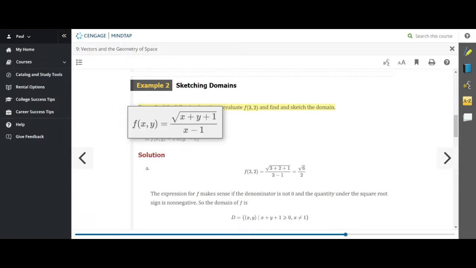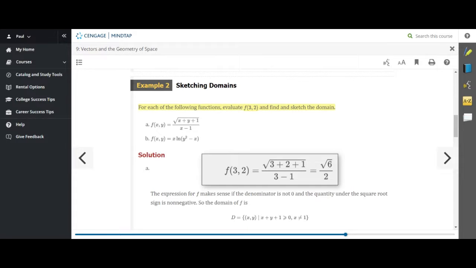And so if we're going to evaluate the function at the point (3, 2), all you do is you let x equal 3 and y equal 2 and substitute in, and you get your value of the function. So at (3, 2), the function equals square root of 6 over 2.